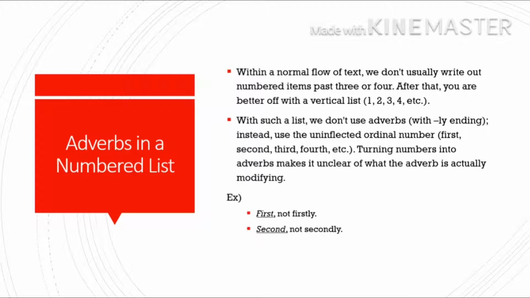One thing that people don't know a lot about is that adverbs don't really belong in any numbered lists. Within a normal flow of text, we don't usually write out numbered items past 3 or 4. After that, you are better off with a vertical list. With such a list, we don't need to use adverbs. Instead, use the uninflected ordinal number, aka first, second, third, etc. Turning numbers into adverbs makes it unclear what the adverb is actually modifying. For example, first should be used instead of firstly.